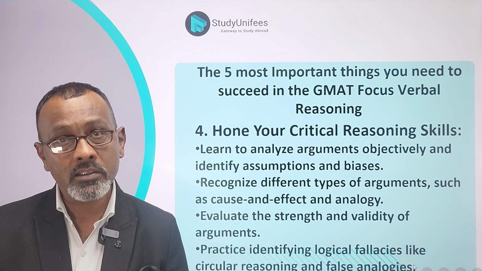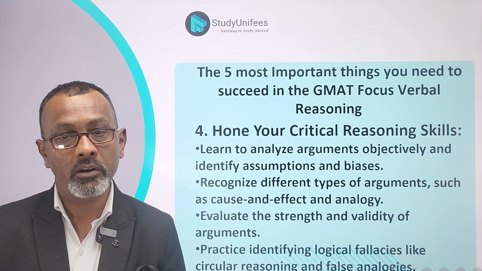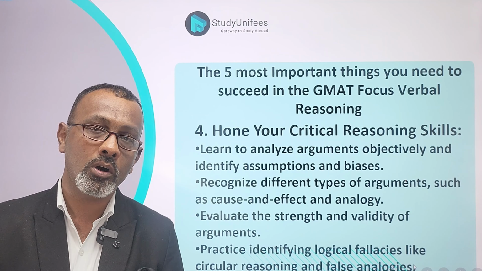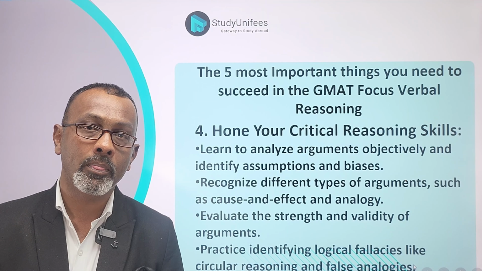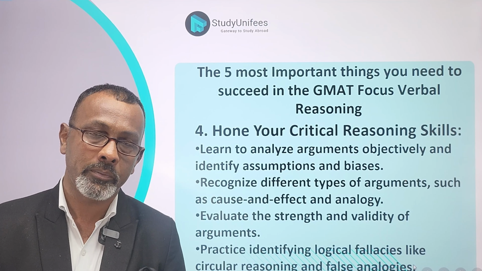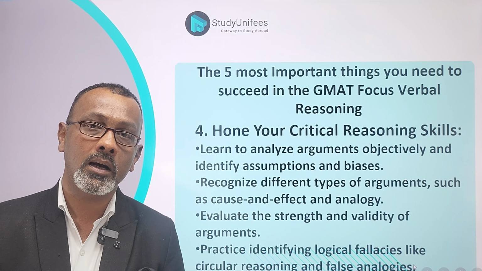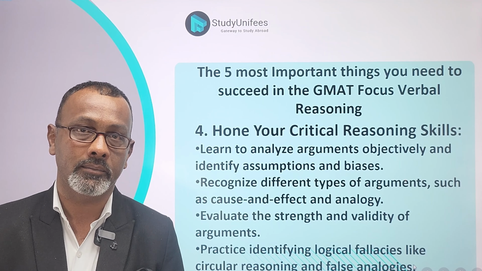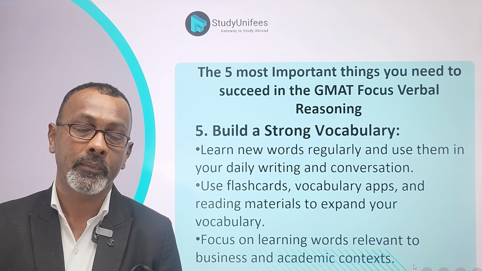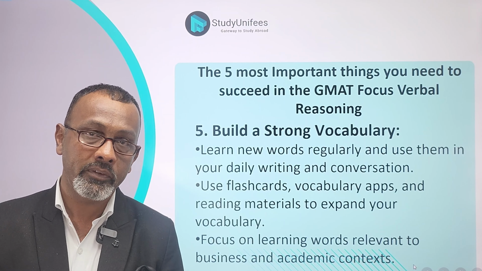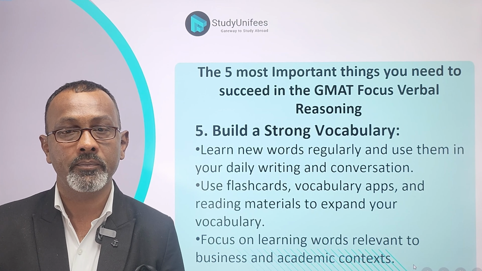Finally, learn some logical fallacies. Fallacies like circular reasoning, or post hoc ergo propter hoc, or unrepresentative sample are very commonly used in GMAT critical reasoning. Learn these fallacies, learn the typical assumptions, and learn to recognize them. Finally, building a really strong vocabulary. This is something we've discussed previously in this video, but now let me expand upon this.